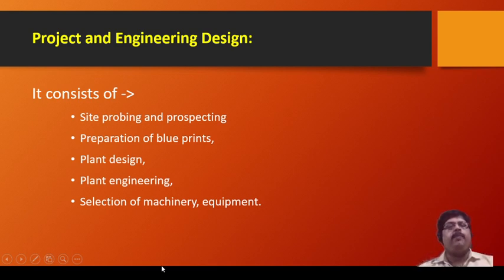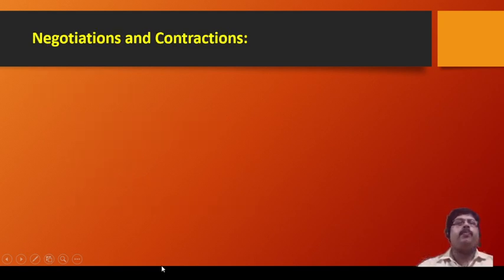Then the plant design on which the project is constructed, or sometimes the plant itself is designed, and plant design itself can be a project. Next, we should have plant engineering and selection of machinery and equipment. All these things are done under the project and engineering design.